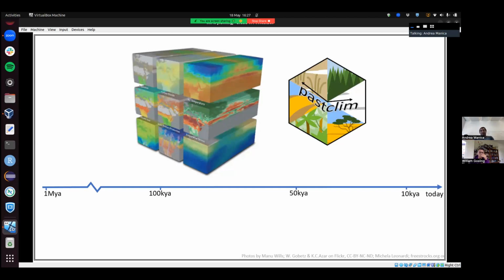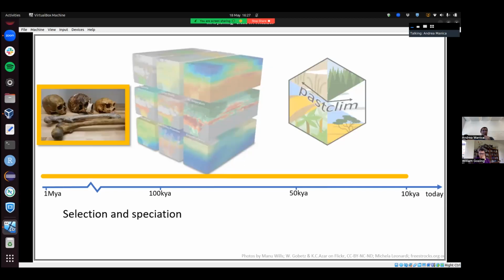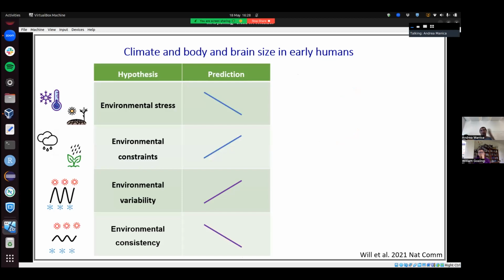What I'd like to do now is just give you a little tour of the kind of things that we've done with these models and what ecologists and anthropologists can actually do when these kinds of data sets are available. So the first is going to be a look at a big question in human evolution, which is the changes in body and brain size that we see in humans over the last 1,000,000 years.